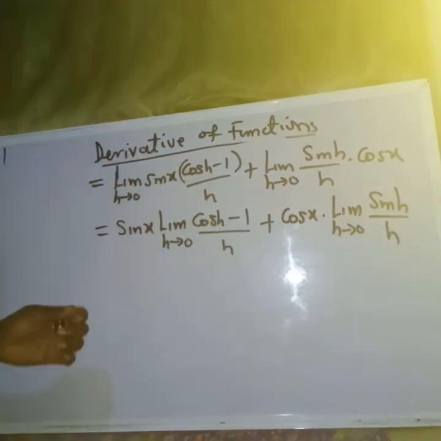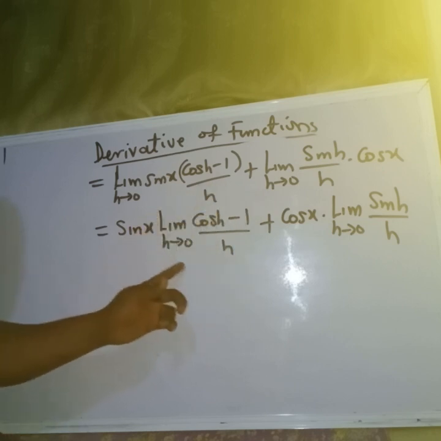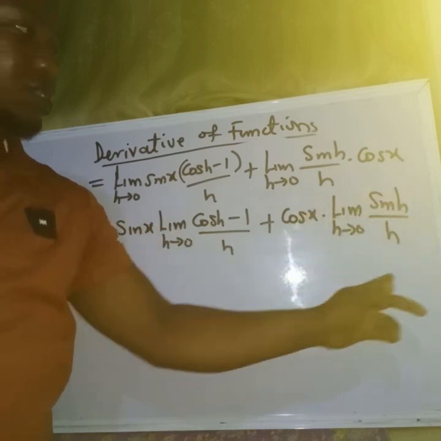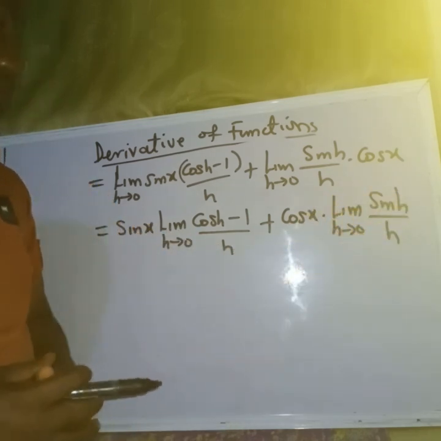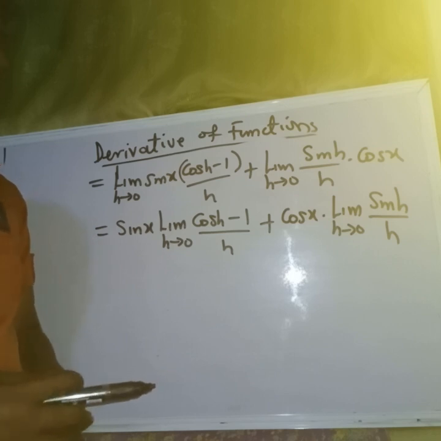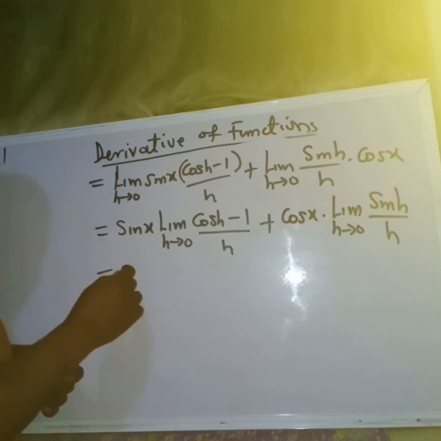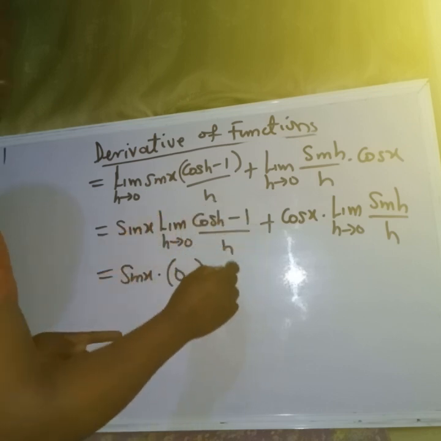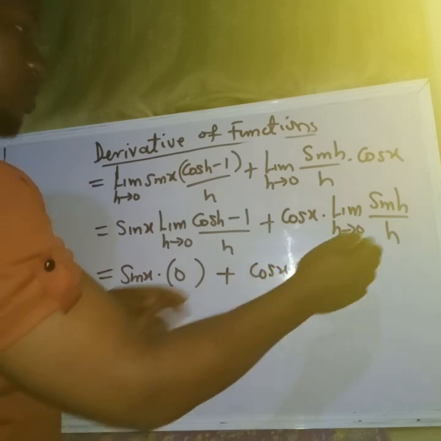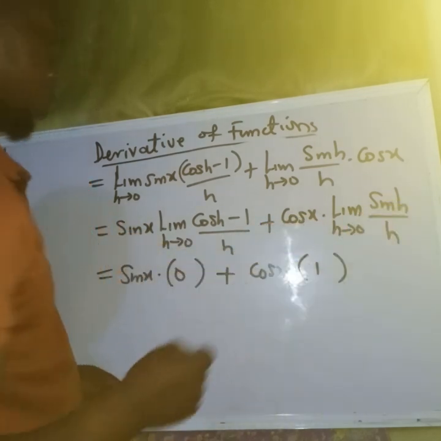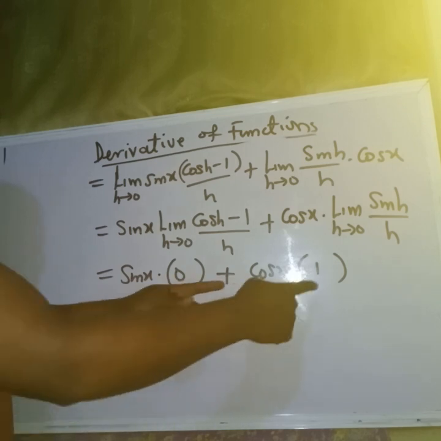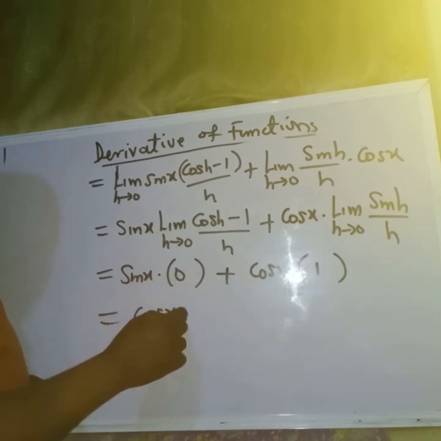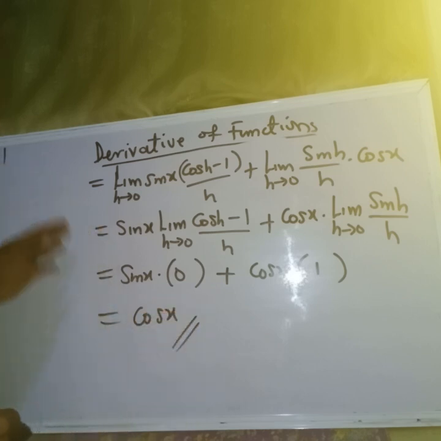In our previous video, we evaluated these limits. The limit of cos h minus 1 over h gives us 0, and the limit of sine h over h gives us 1. These two examples are in our previous video. So the entire first term is 0 when we evaluate it, and the second is cos x times 1. Accordingly, the first term becomes 0, and this multiplied by this is cos x. So the derivative of sine x is cos x.